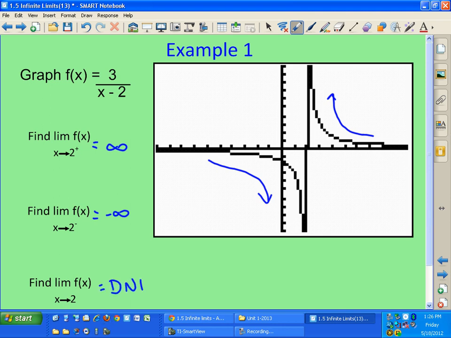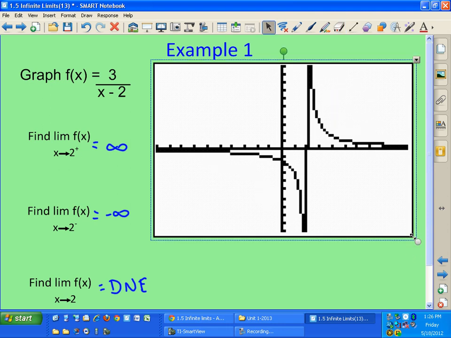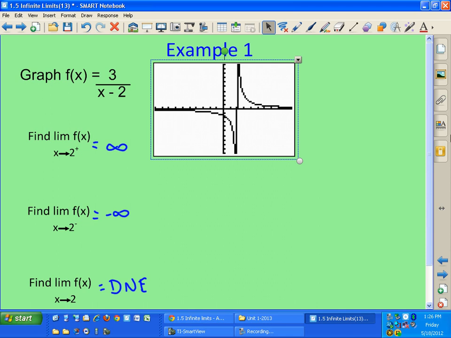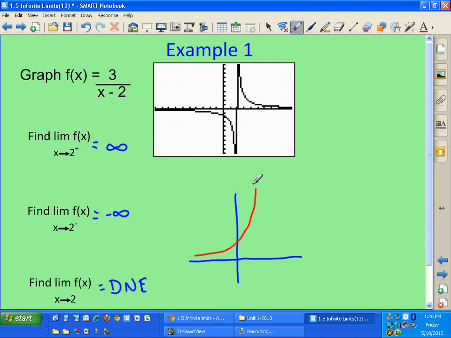Now, you may be asking yourself at this point, what happens if I had a graph that maybe both of them went up to positive infinity? Well, if the graph looked something like this, say we have a graph and our function does this, and we have a vertical asymptote, and as we approach our value c, we get the same infinity.